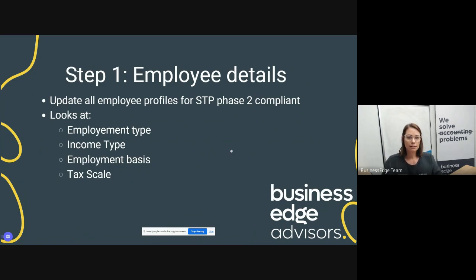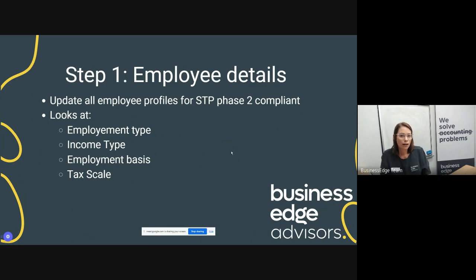So step 1 is the employee details, updating your Xero file. You've got to update all of your active employees in Xero, because there's little bits of information that the ATO want to know more specifically. If you've got employees in your payroll that are actually being terminated, now is a really great time to terminate them off the system, so they're no longer showing up in your pay calendars and pay runs.